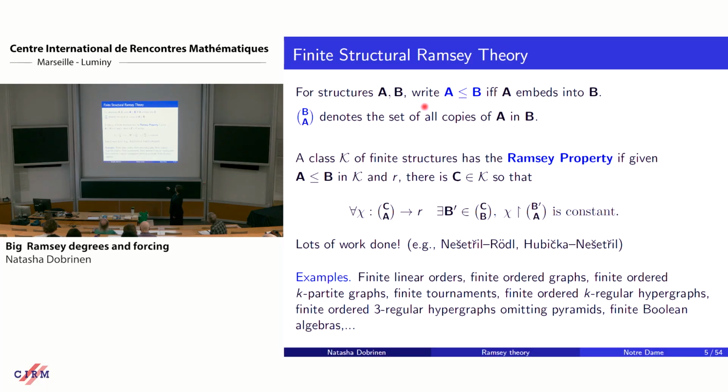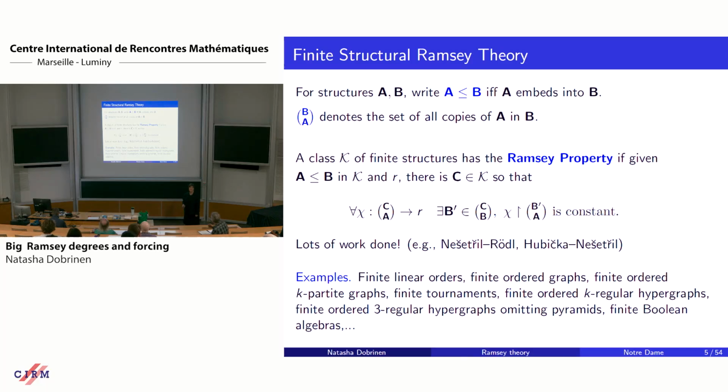A class K of finite structures is then said to have the Ramsey property if it satisfies the Ramsey theorem, but within the class of finite structures. So for the actual definition, if you're given A less or equal B in your class K and some number of colors r, then you can find a large enough but still finite C in your class, where whenever you color your copies of A in C into r colors, there's a copy of B in C, so that your coloring on the copies of A inside of that copy of B is one color.